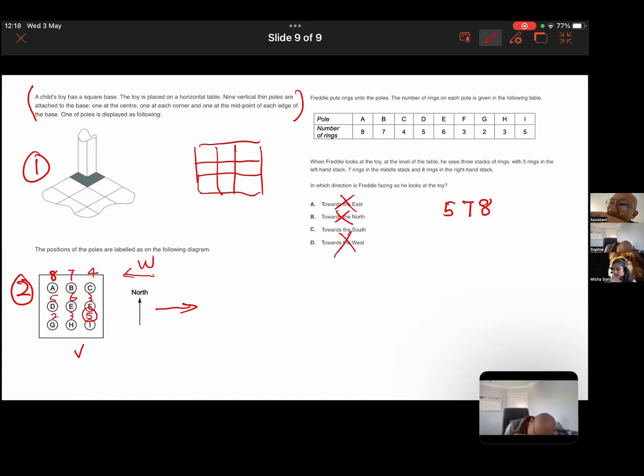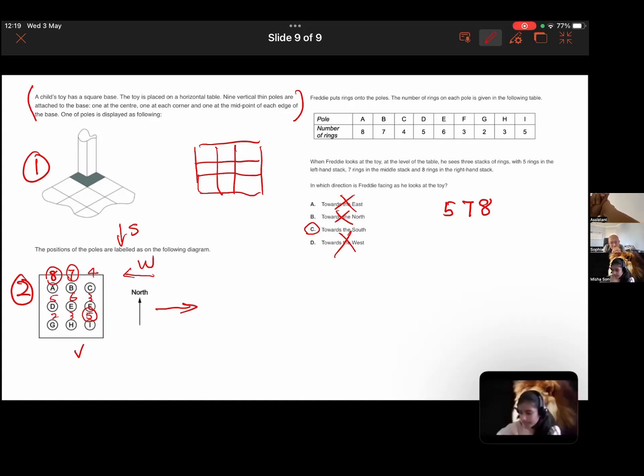And if you look at C, you're looking towards the south, so you're standing at the north. Your left-hand stack has 5, your middle one has 7, and your right one has 8. So it's C. In a real test, if you try C and it works, you can definitely just choose C immediately. But if you still have time, there's no harm in checking D as well, to make sure you didn't make any mistake when counting from towards the south.